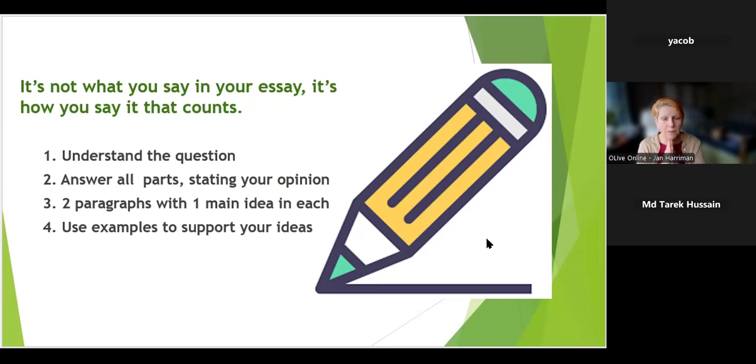Oftentimes people are really worried. Did I say the right thing? How can I defend this opinion that I have? That's not the purpose of this. The purpose of it is that you can defend an opinion. It doesn't have to be yours. You can even lie. It's shocking. So I'm going to give you an essay and ask you some questions about it. Let's look at the introduction and see what we can learn.